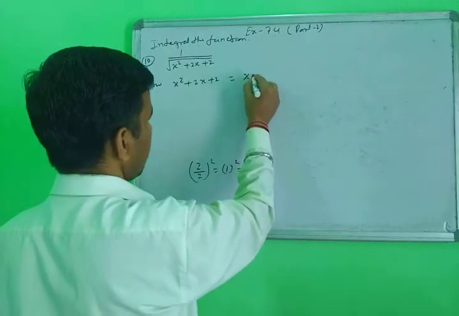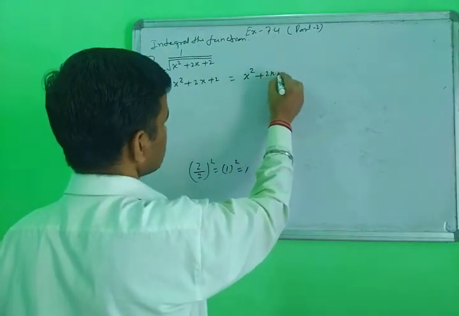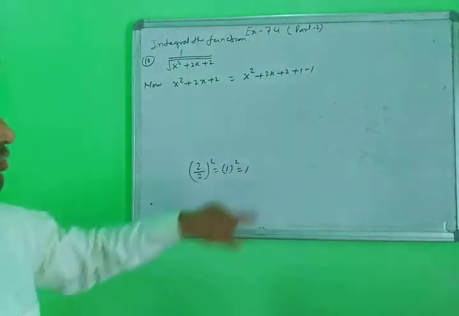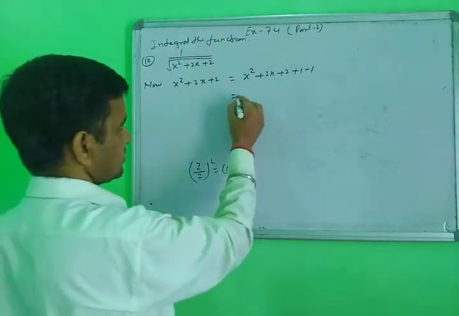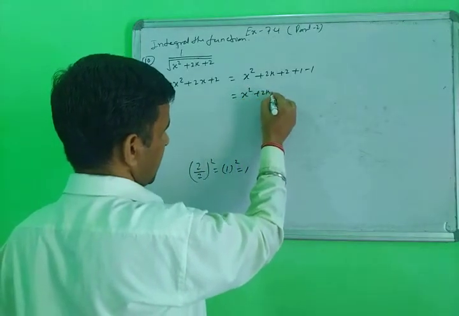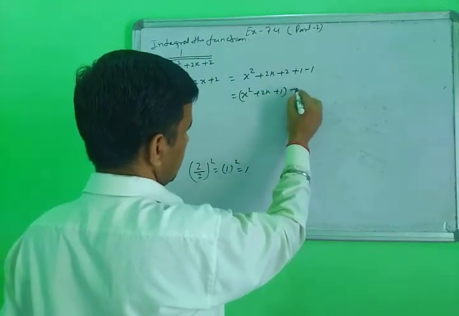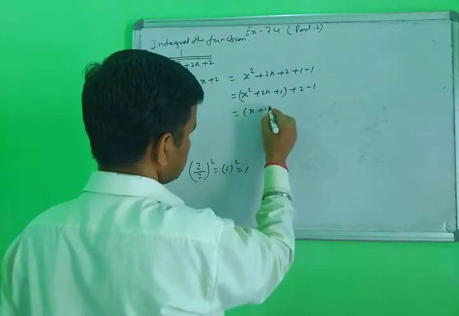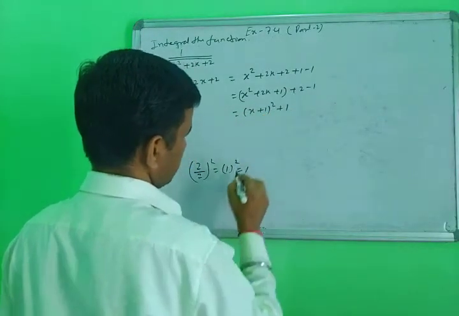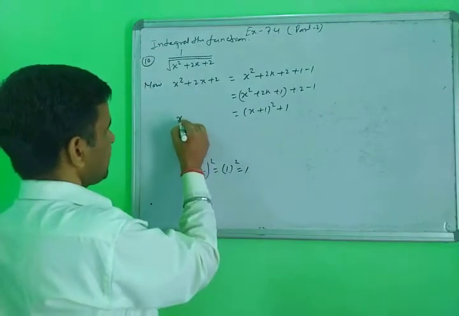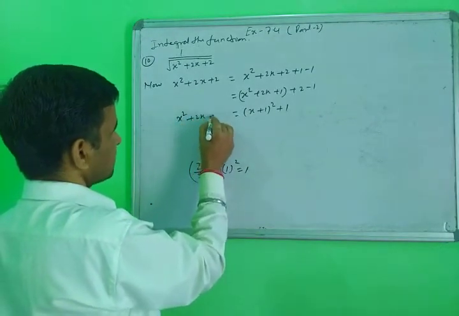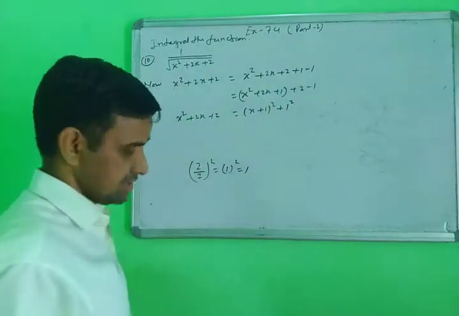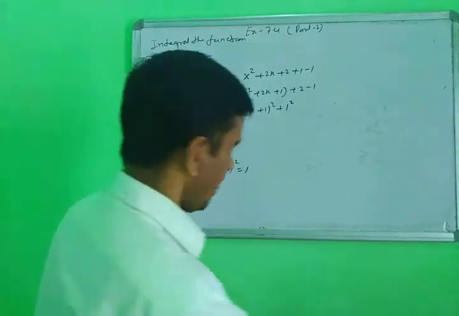How to make it? x square plus 2x plus 2 plus 1 minus 1. You solve it this way: first x square plus 2x plus 1, and then plus 2 minus 1. This comes to x plus 1 whole square plus 1. So x square plus 2x plus 2 is in perfect square form, and you write that down.